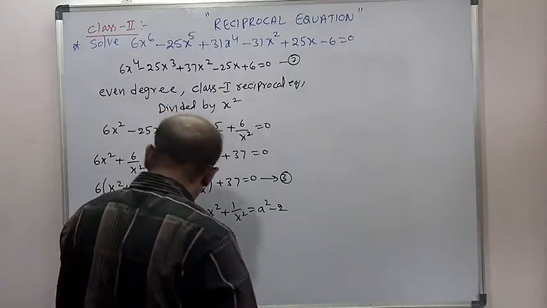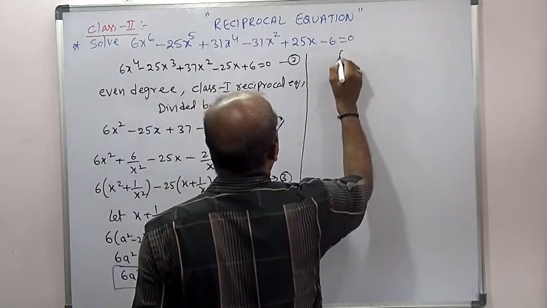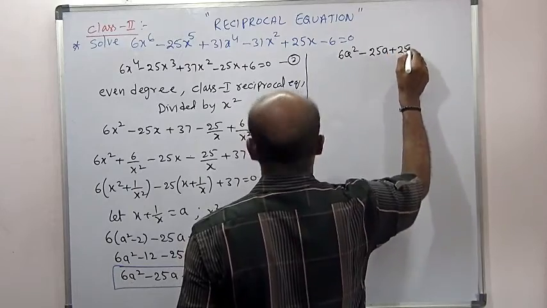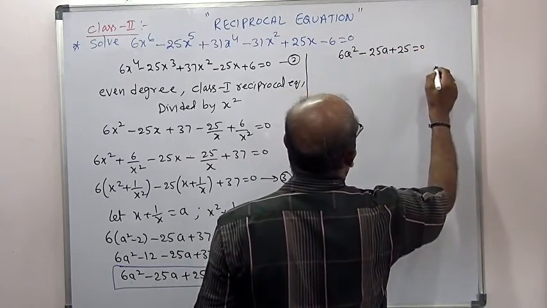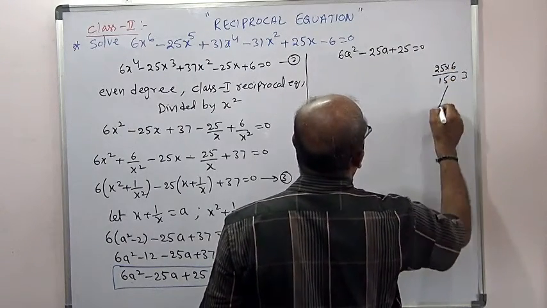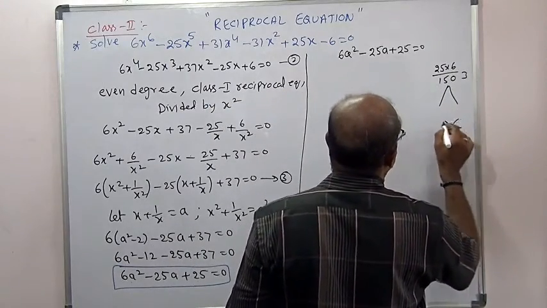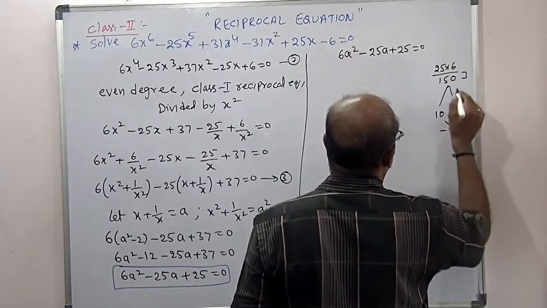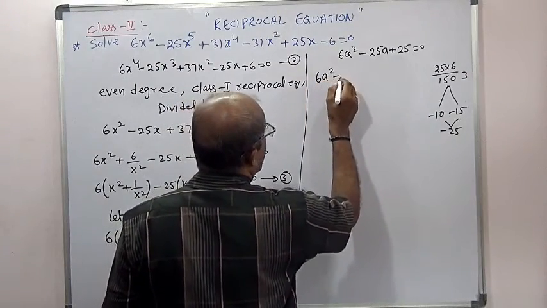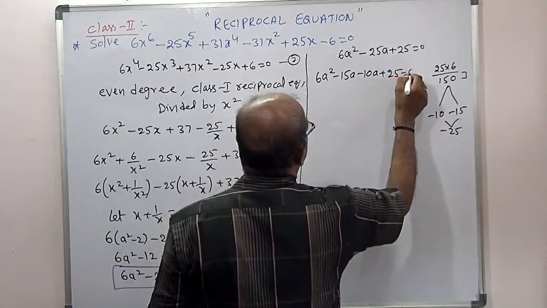Now 6a square minus 25a plus 25 is equal to 0. So 25 into 6, 6 5 is 30, 6 2 is 12, 150. So the factors of 150 that add up to 25: 10 and 15, so minus 10 and minus 15. So 6a square minus 15a minus 10a plus 25 is equal to 0.